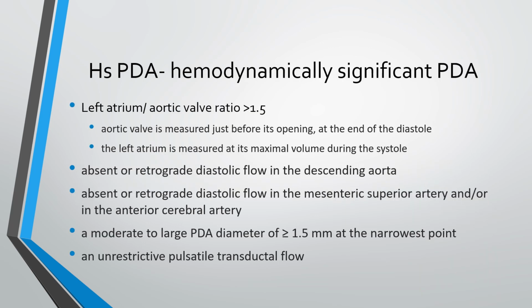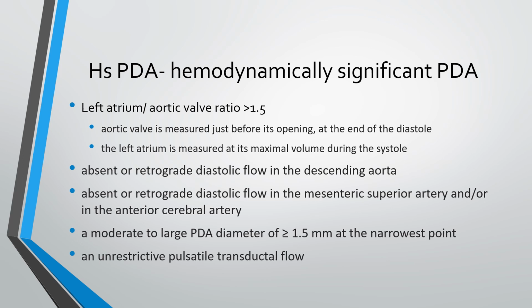Another important thing is that the majority of PDAs will close spontaneously, so how do we grade whether a PDA is hemodynamically significant or not? To assess the hemodynamic significance of PDA, we have to take the size. We compare the LA to aortic valve size, and if the ratio is more than 1.5, it indicates a hemodynamically significant PDA. For this we use the M mode in the parasternal long axis view, and we take the measurement at the aortic valve at the end of diastole before the aortic valve opens, and the LA size is taken at the time of systole when the LA is at maximal volume. If the ratio of LA to aortic valve is more than 1.5, it indicates a hemodynamically significant PDA.